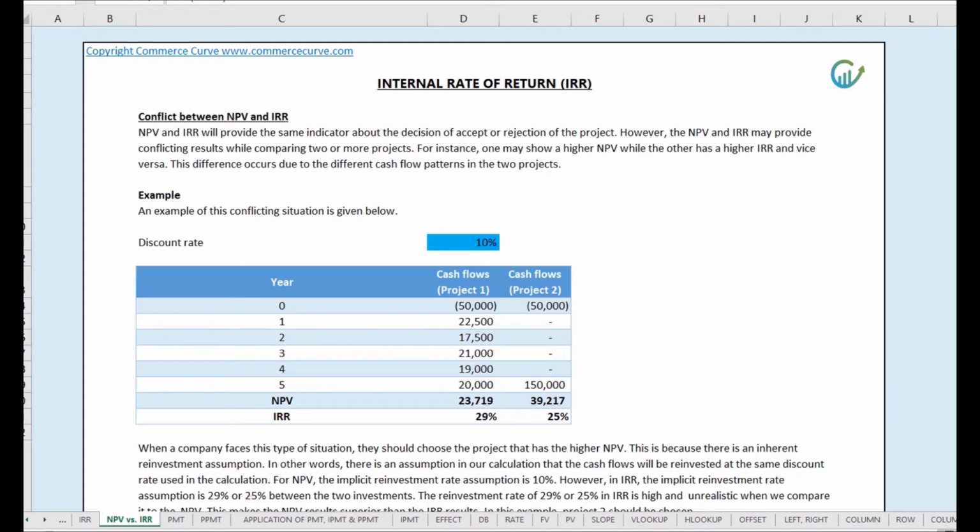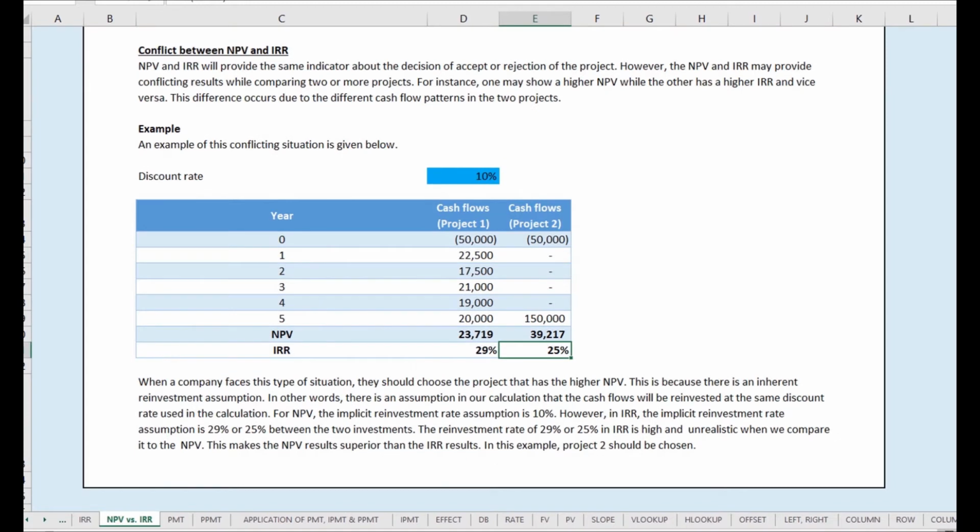Project 1, on the other hand, has NPV of 23,719 and IRR of 29%. Therefore, the question is, which one should we choose to pursue? When a company faces this type of situation, they should choose the project that has a higher NPV.